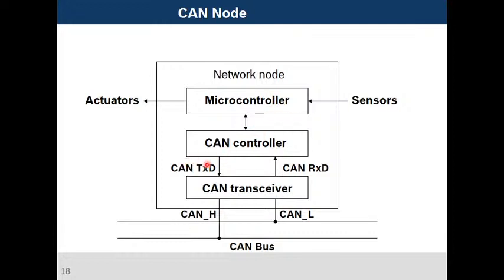Then from the CAN controller it goes to the CAN transceiver. The transceiver converts the CAN controller format to the physical bus format, I mean CAN low and CAN high, 0 and 1. Here it's serial communication, CAN TX and RX, meaning CAN transmission and reception, and the data format will be there.